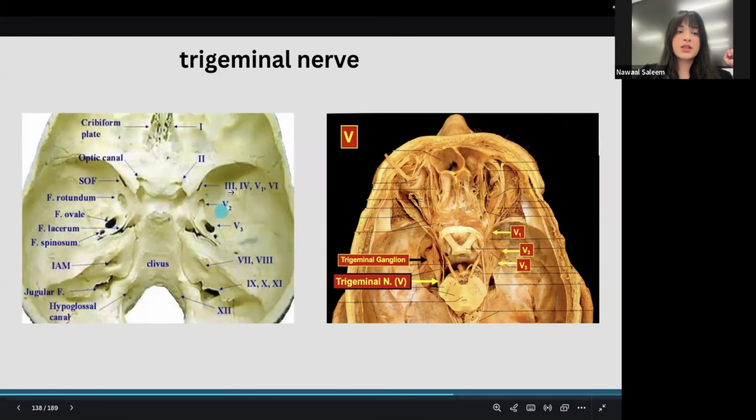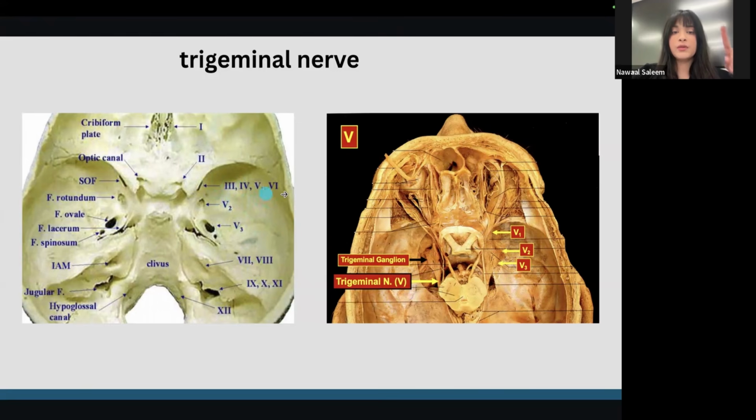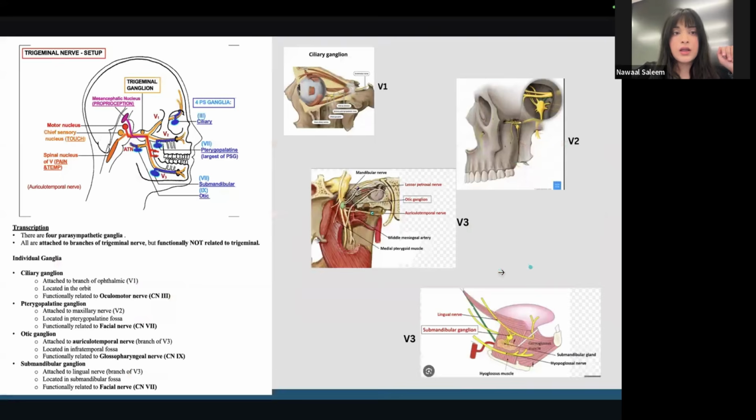So this is just to orient you again. Over here, this is the superior orbital fissure. It transmits cranial nerves 3, 4, V1, and 6. Rotundum is V2, and ovale is V3. Okay, so trigeminal ganglion, trigeminal nerve. This is OSPI stuff, but for the sake of completion, I've added this. So we have V1, V2, and V3: superior orbital fissure, rotundum, ovale.